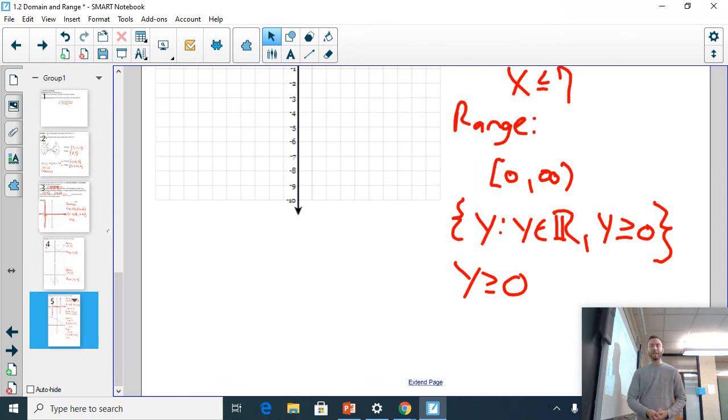So that is going to be it for domain and range. And really, we just have to remember it's like what x values can we use and what y values can we use.